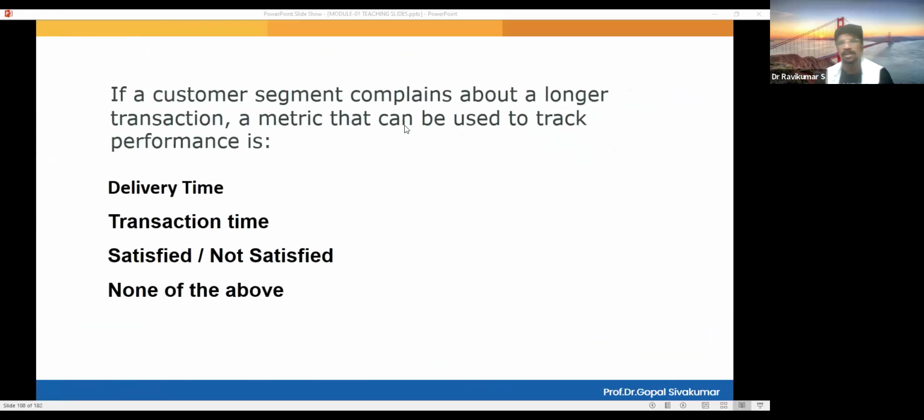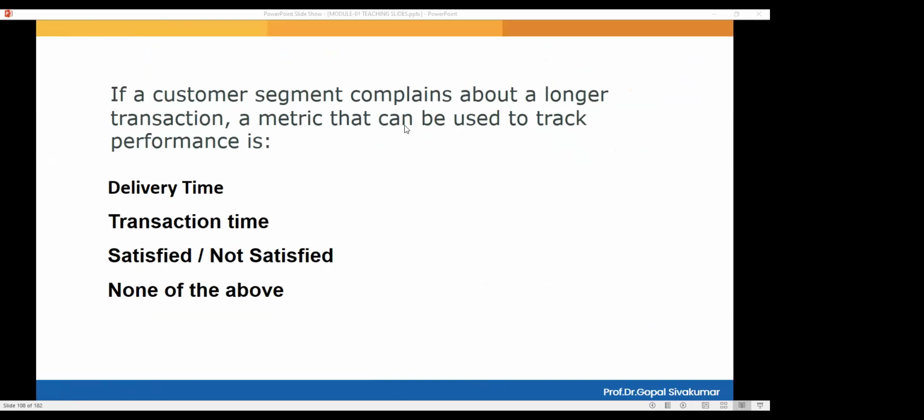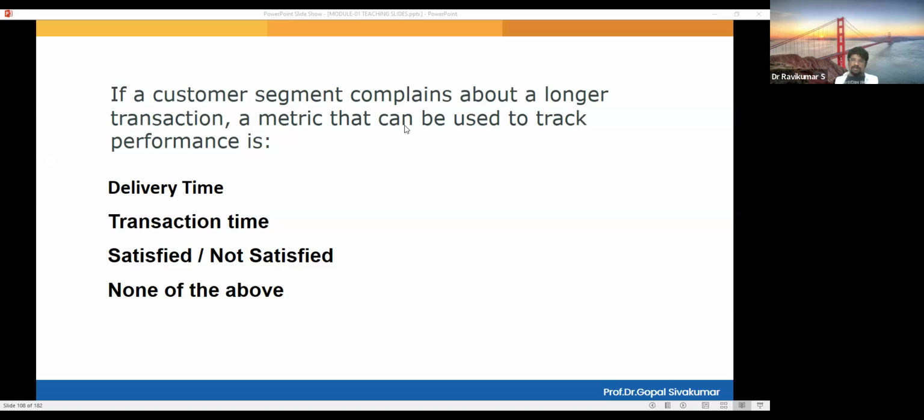Customer segment complains about longer transactions. When you go to the bank, it took you a long time to complete the transaction. So what CTQ metric can help you to track the performance? Transaction time. Yes, very good. Transaction time. Okay, that's fine.